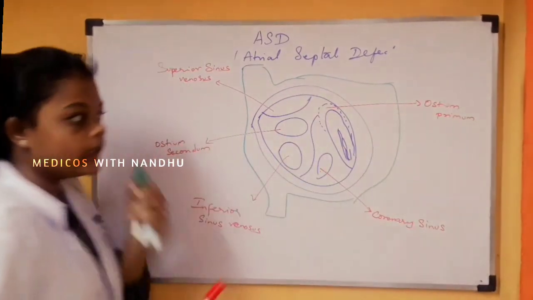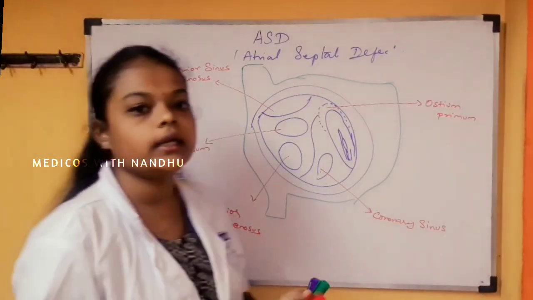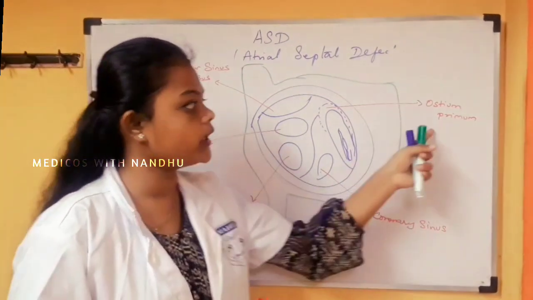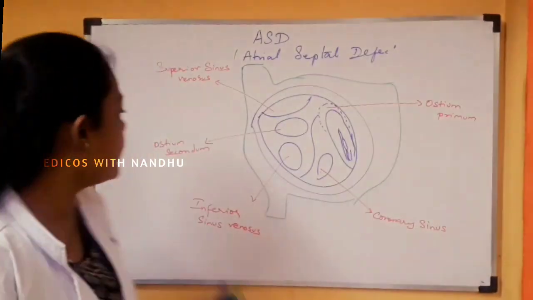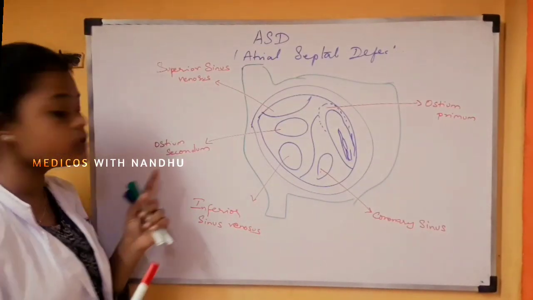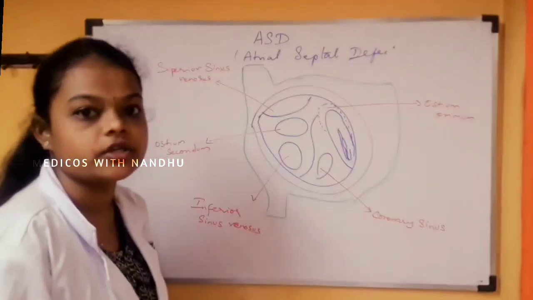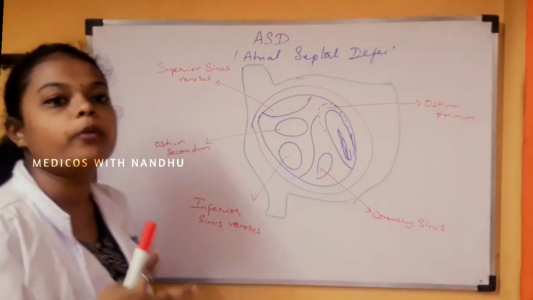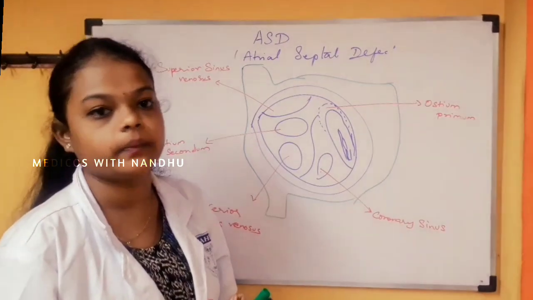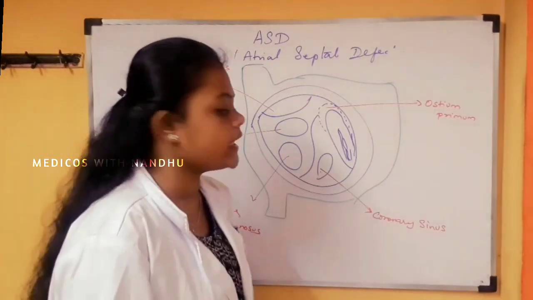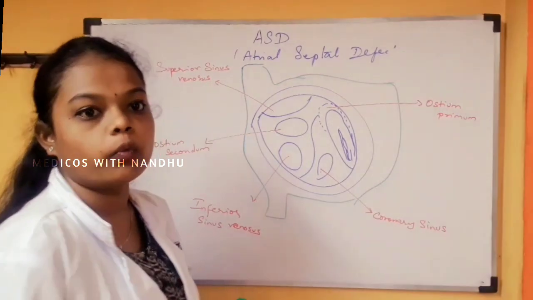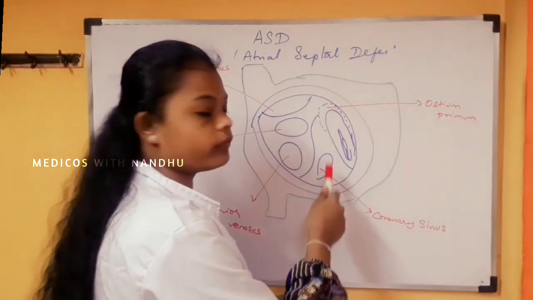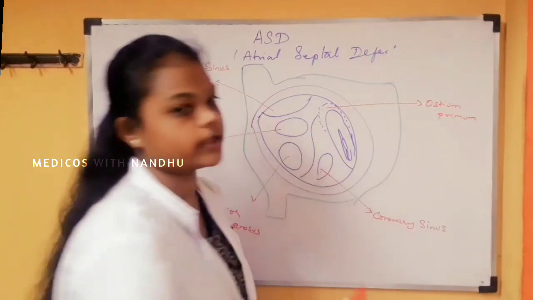Ostium primum is located between the two atria. Ostium secundum is located in the center portion of the atrium. Sinus venosus is present in the malformation of the interatrial septum. And coronary sinus is present in a defect in the wall of the left atrium. If there is any defect in the wall of the left atrium, the coronary sinus defect is present.